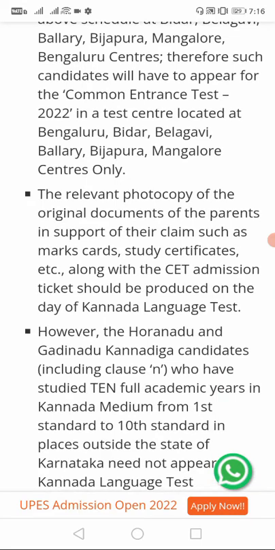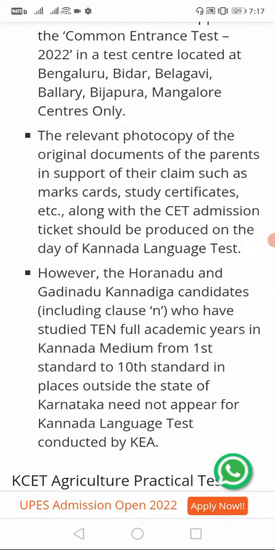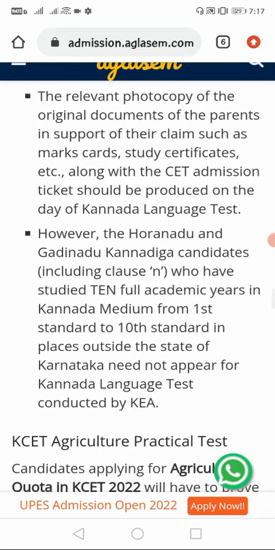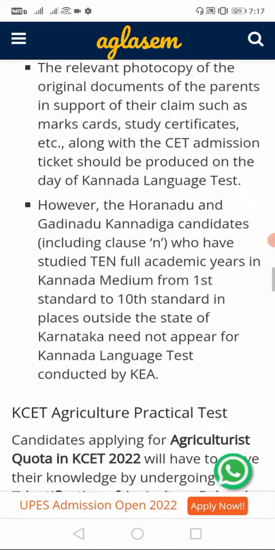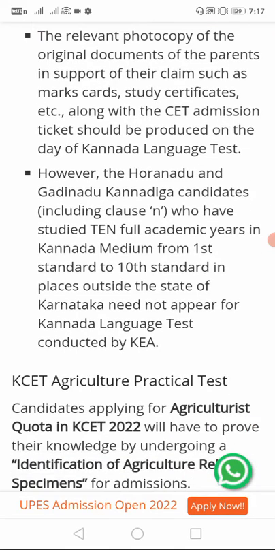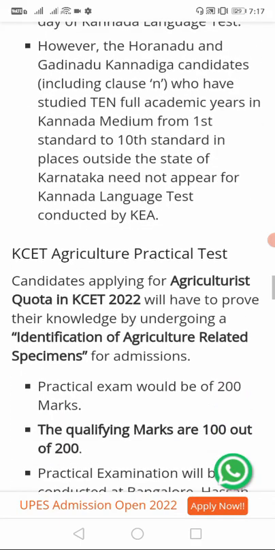Okay, the relevant photocopy of the original documents of the parents in support of their claims, such as marks card, study certificate, along with the CET admission ticket, should be produced on the day of the Kannada language test. On the Kannada language test day you should bring your parents' original documents to show the proof. Okay, however, Gadinadu or Horanadu candidates including clause N who have studied 10 full academic years in the Kannada medium from first standard to 10th standard in a place outside the state of Karnataka need not appear for the Kannada language test. What is the meaning of this? Suppose I take the example, I studied in Madhya Pradesh, but I studied Kannada as a subject in Madhya Pradesh from 1st to 10th standard. Okay, for those students the Kannada language test is not needed.